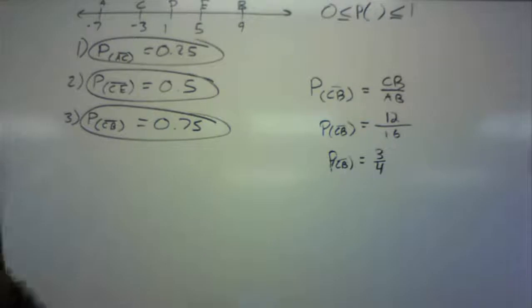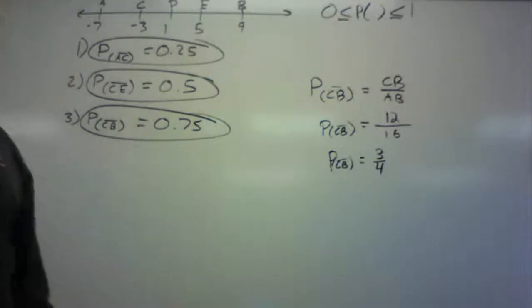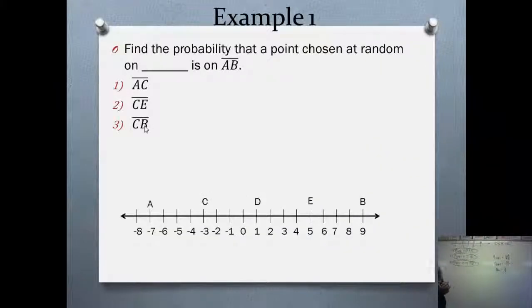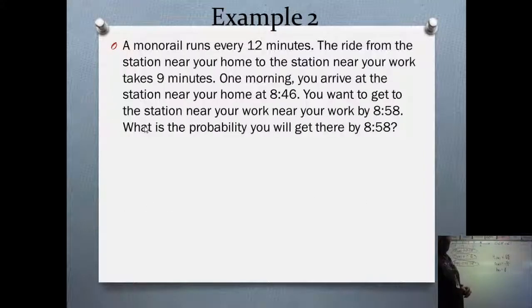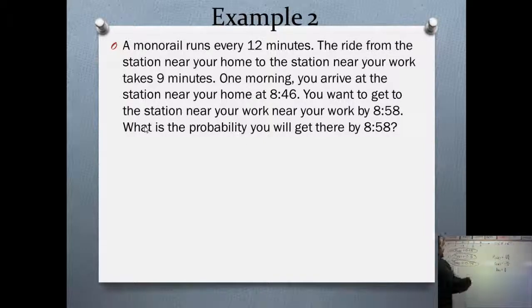Alright, and there we go. That's basically it of the non-applied side. But if I would look at this in application, I could look at it in this situation. What if I had something like a monorail that runs every 12 minutes? You know the ride from the station near your home to the station near your work takes 9 minutes. You've timed it out. You know it takes exactly 9 minutes.